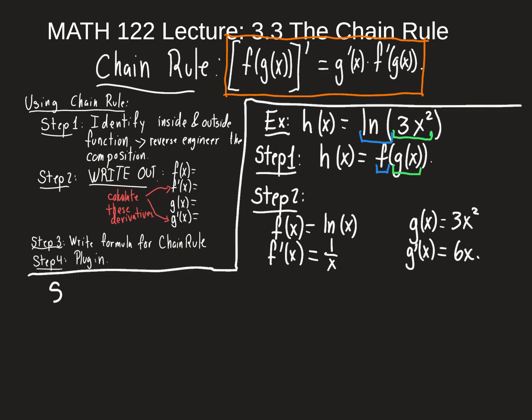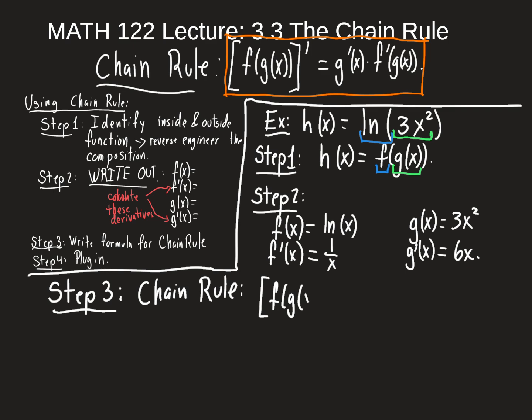Okay, now we move on to step 3, which is as simple as just rewriting out on the page this formula here. And you should also mention that you are using the chain rule. So we just write out that the chain rule states that the derivative of f of g of x is equal to g prime of x times f prime of g of x.